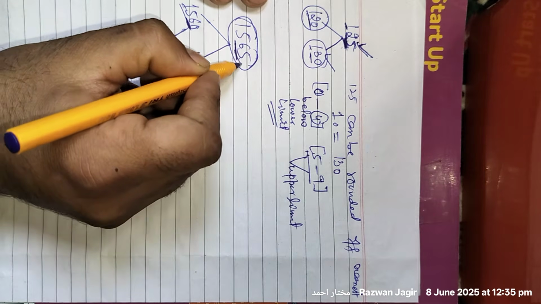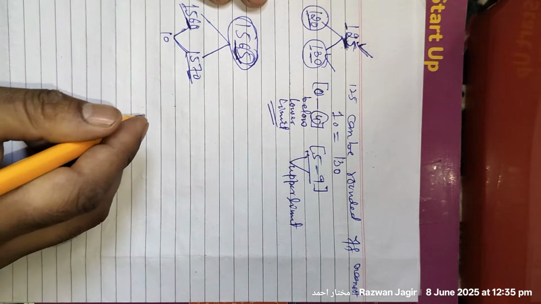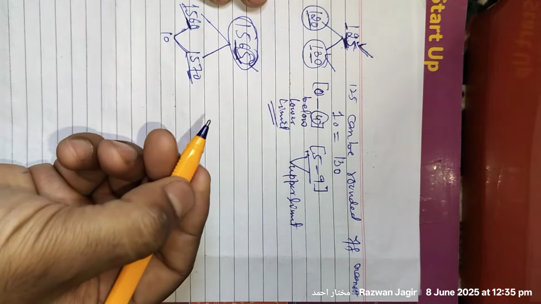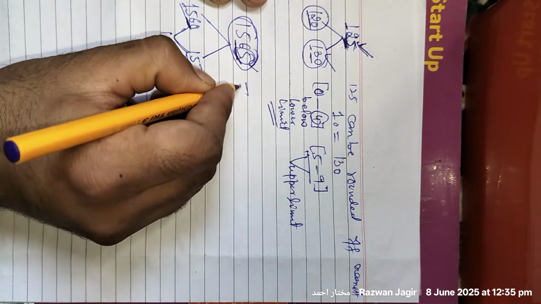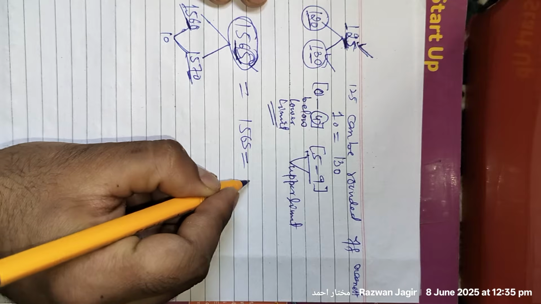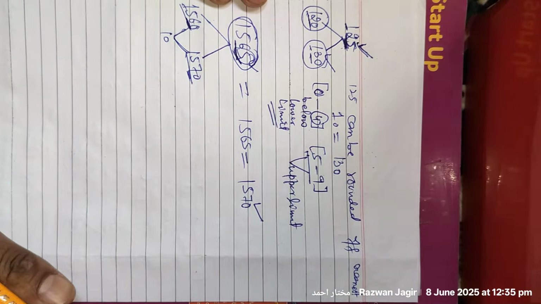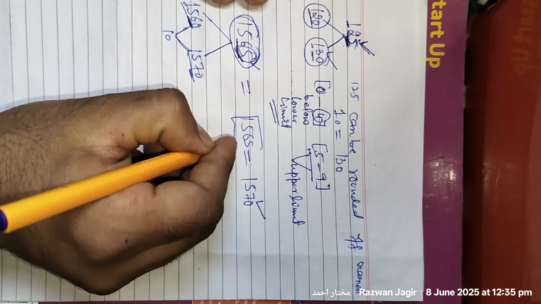But now we have to check the ones place. In the ones place there is a 5. So the rounding of 5 goes up. So we can simply say that 1565 rounded to the nearest 10, the answer will be 1570. This will be the rounding value of this number.